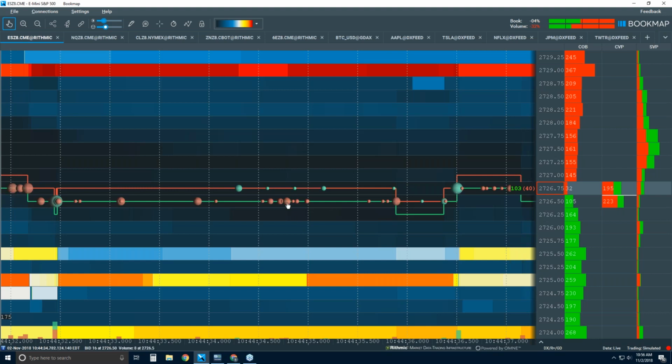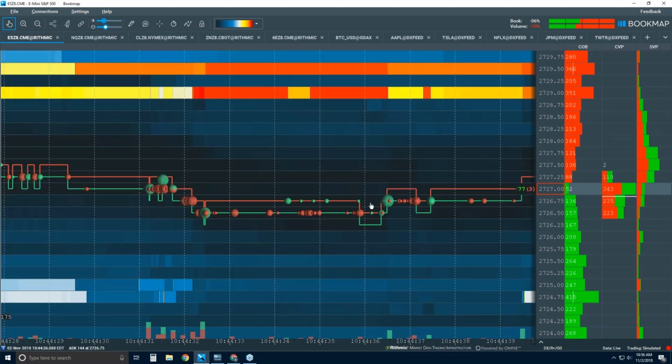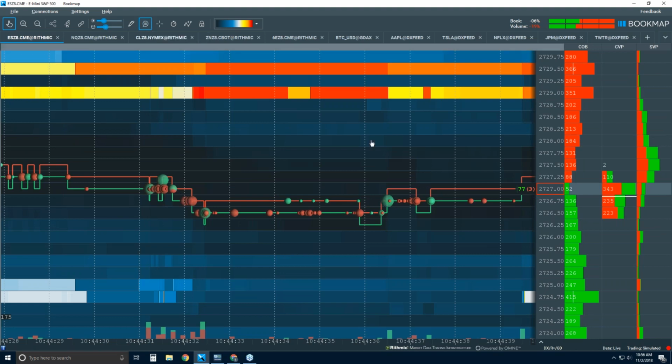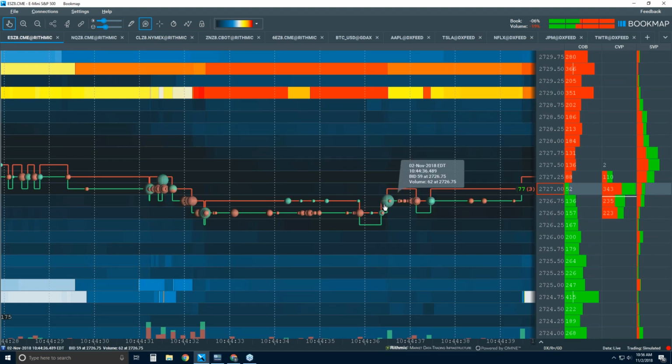It's the opposite on the offer. This aggressive seller comes in and hits the bid and takes liquidity off of the best bid. Now you can see that all sorts of transactions take place, and the size of the dot gives you insight into the amount of volume that trades. You can use the data tip tool, hover over that, and you can see the date, the time, what was on the bid, and the volume it traded, so 62 contracts.